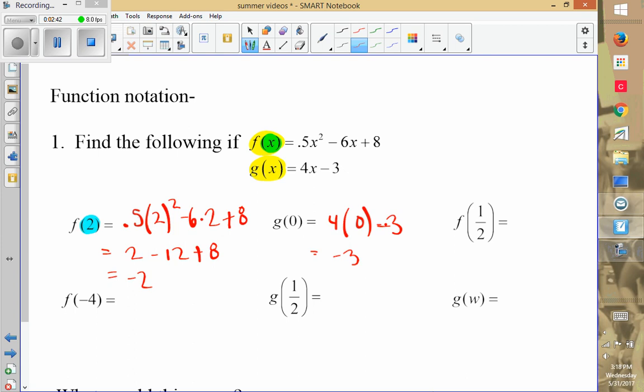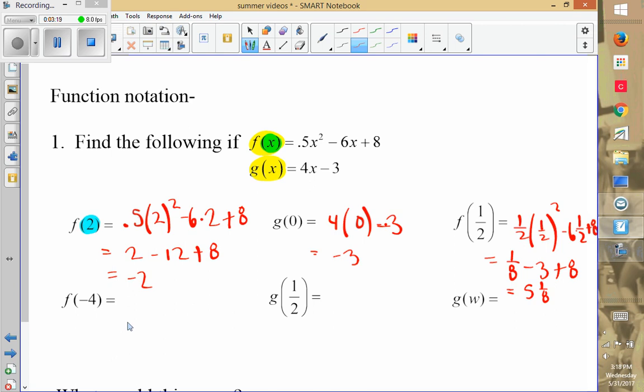You can do this with fractions. It doesn't have to be whole numbers. It's just, hey, let's find what happens when I plug in 1/2 for x into a problem. What's the y value that you get out? When I plug all these in, you're going to get 1/8 minus 3 plus 8, which is going to end up being 5 1/8. It's fine to leave it as an improper fraction. Be careful when you're substituting in your negatives.